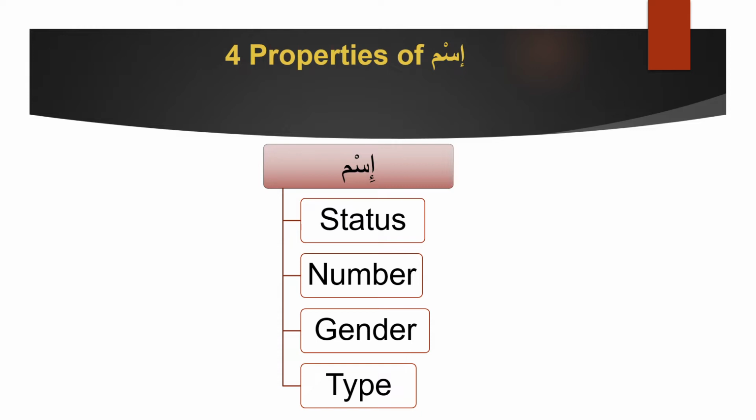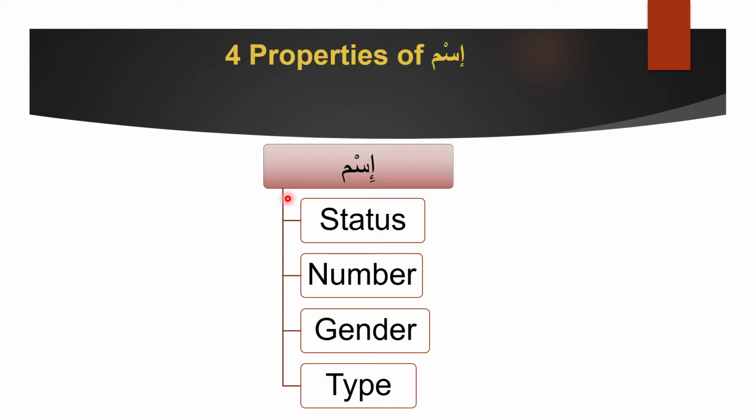So every word that comes under the ism category has 4 properties. These 4 properties are just like the 4 legs of a table. It just has to be there. If there's a table, it has 4 legs; similarly, if it's an ism, it'll have 4 properties. So what are the 4 properties of an ism? Status, which you have no idea about, number, which you don't notice yet, gender, and type.